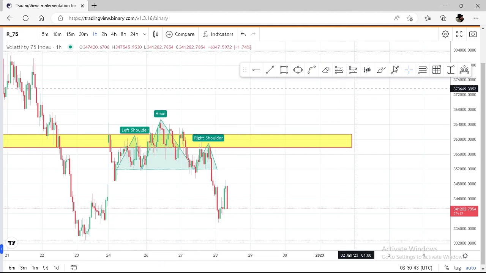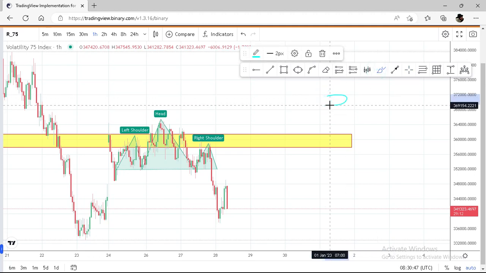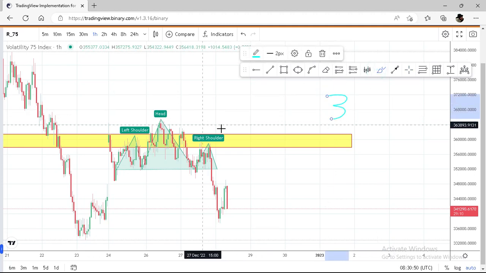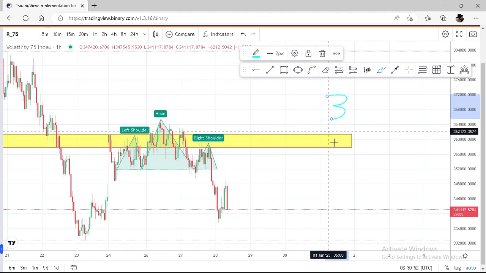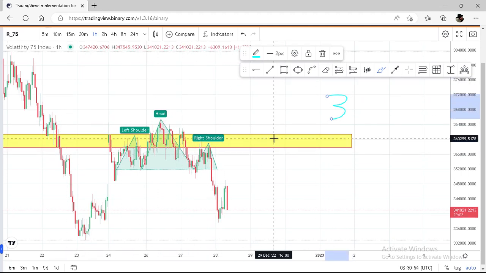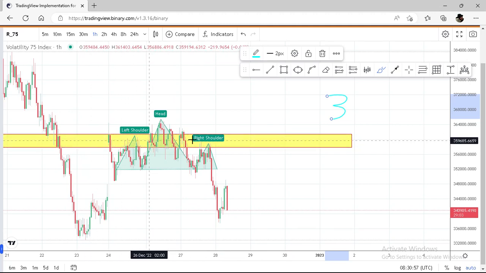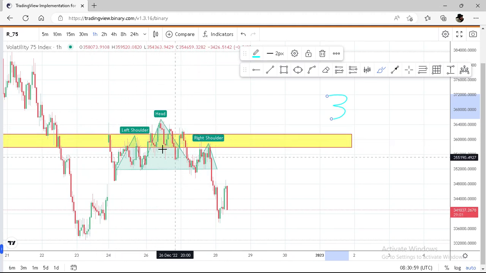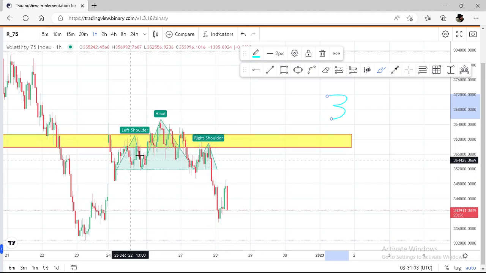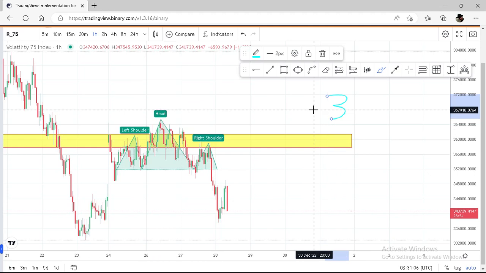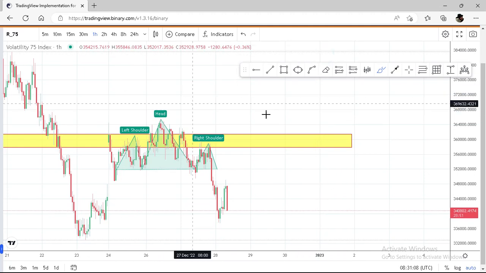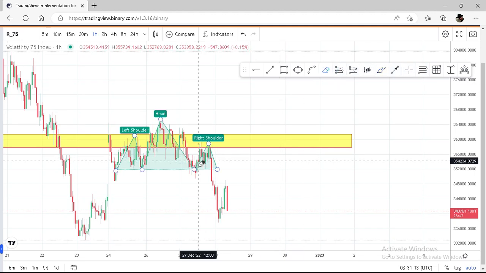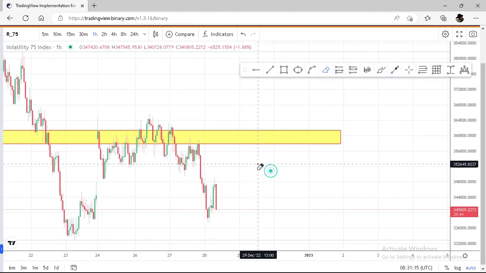How many confirmations do we have? We have 3 confirmations that the market is indeed bearish. Firstly, we're in a bearish structure. Secondly, the market showed exhaustion when it got to our resistance area. Then we formed a head and shoulders. Those are the 3 confluences or confirmations that we have so far. So I'm going to go ahead and remove the head and shoulders pattern.